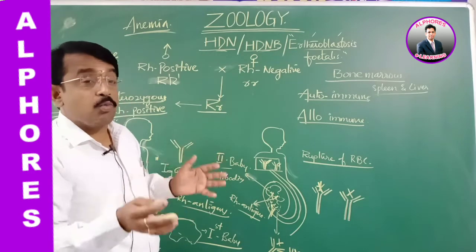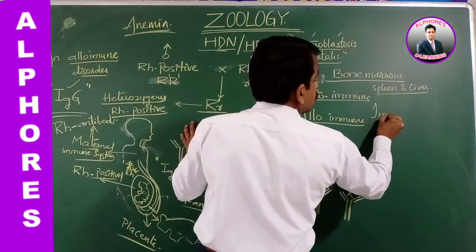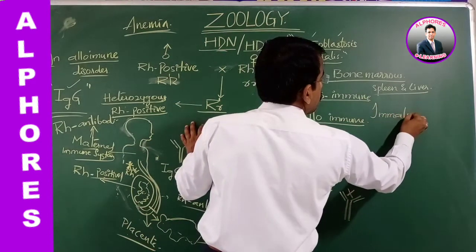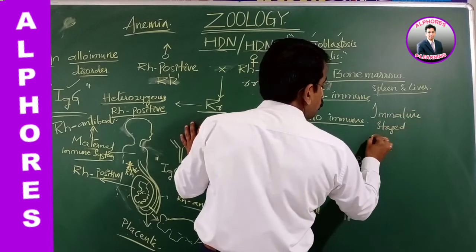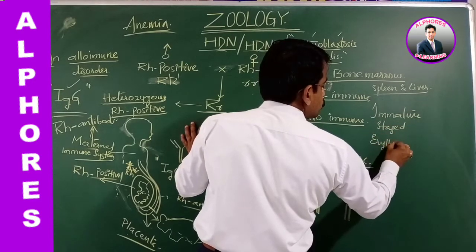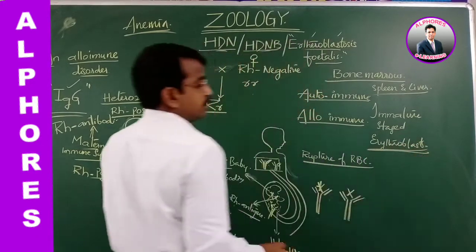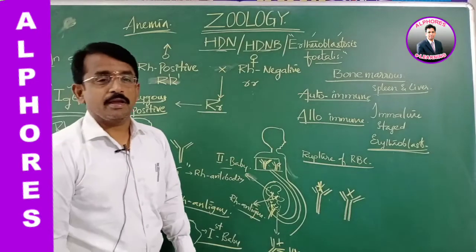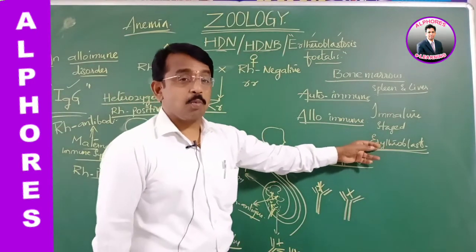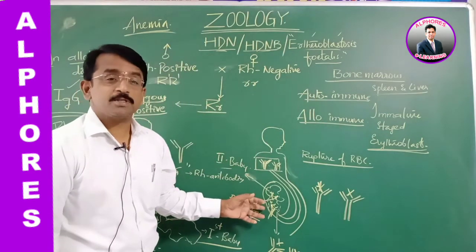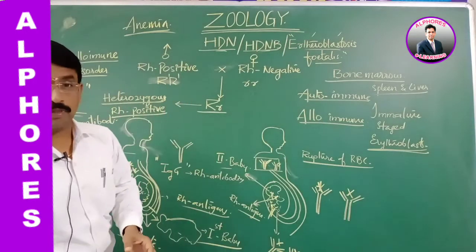As these go on being produced, immature-stage erythroblasts accumulate in the body. Immature erythroblasts go on accumulating in the fetus. That is why it is named erythroblastosis fetalis.